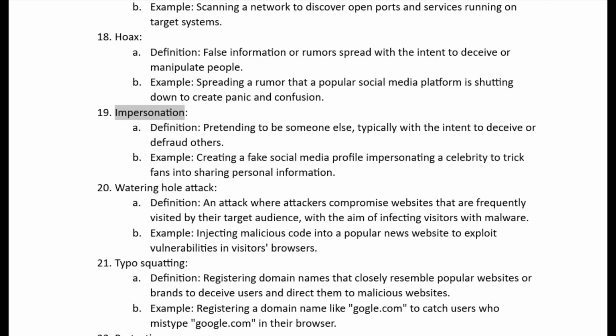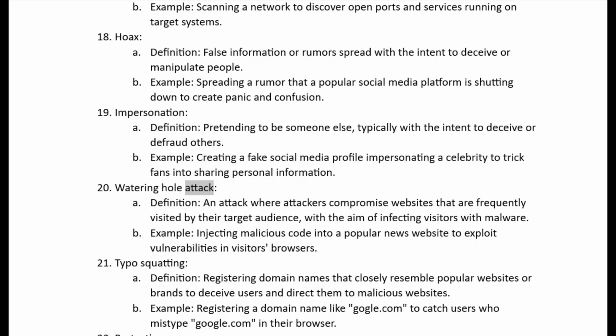Impersonation. Definition: pretending to be someone else, typically with the intent to deceive or defraud others. Example: creating a fake social media profile impersonating a celebrity to trick fans into sharing personal information.